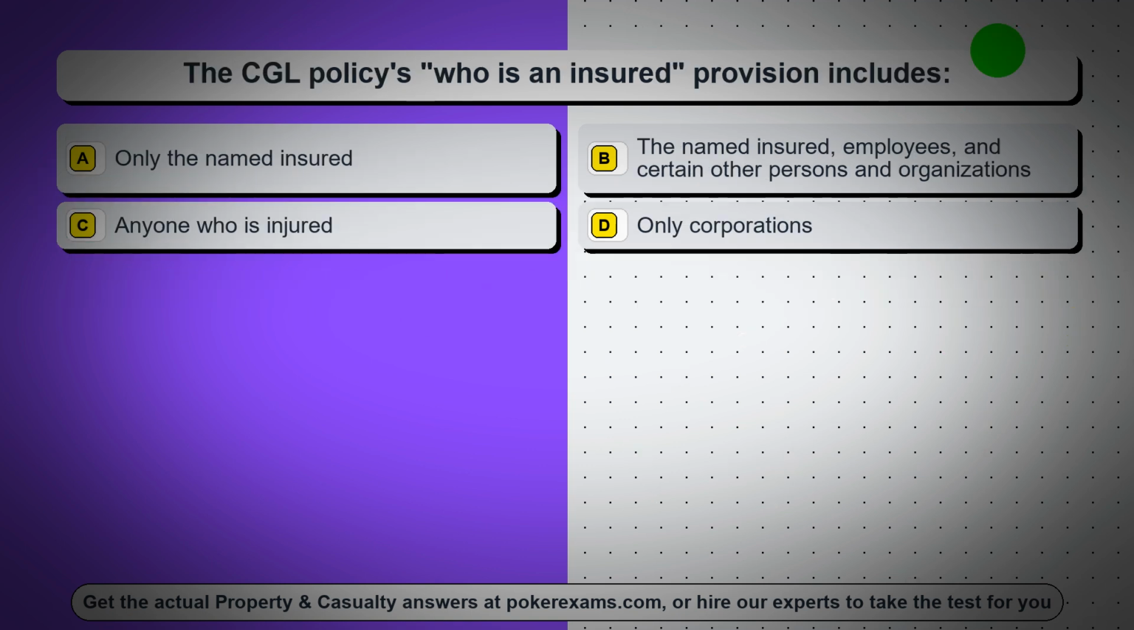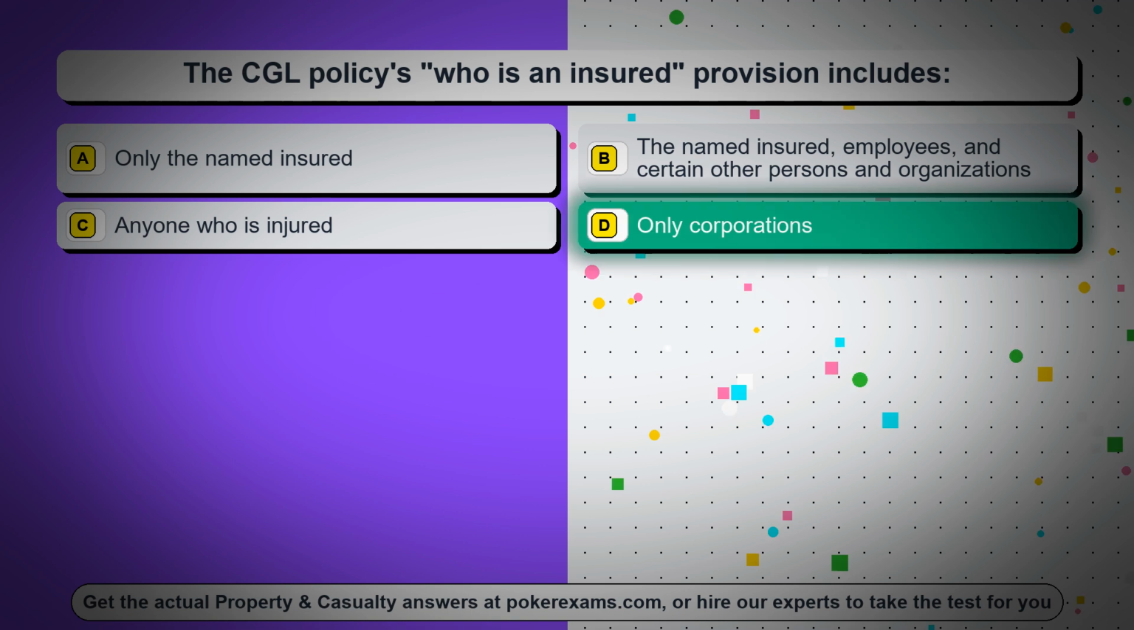Question 5. The CGL policy's who is an insured provision includes: Option A. Only the named insured. Option B. The named insured, employees, and certain other persons and organizations. Option C. Anyone who is injured. Option D. Only corporations. The correct answer is option D.